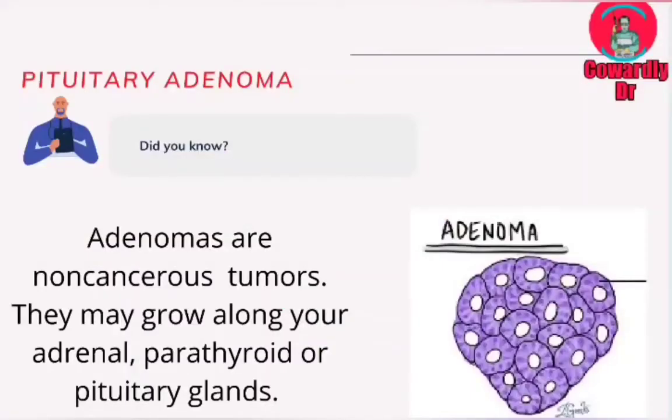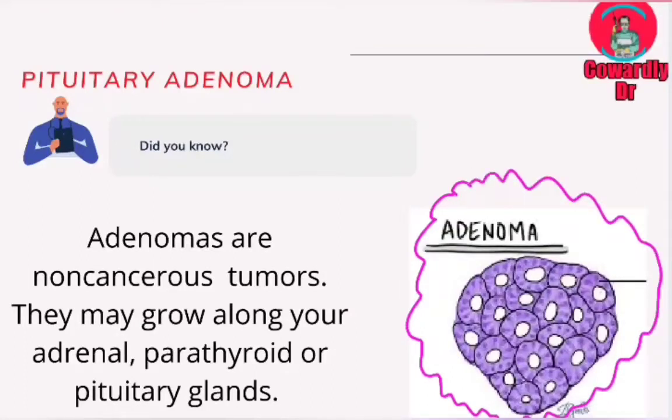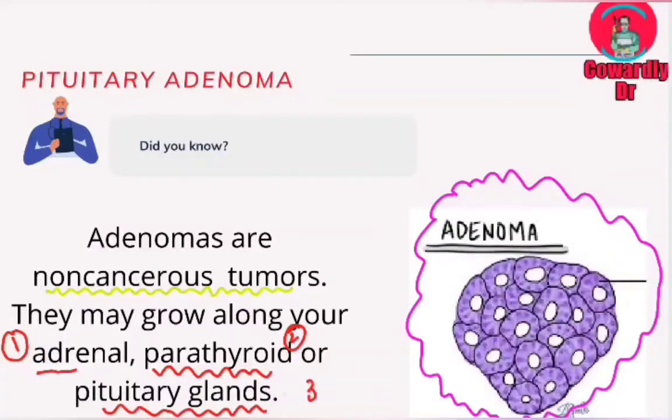Before studying pituitary adenoma, we need to know what adenomas are. Here we can see an adenoma. What are adenomas? Basically, adenomas are non-cancerous tumors. They may grow along the adrenal gland, parathyroid gland, or pituitary glands.